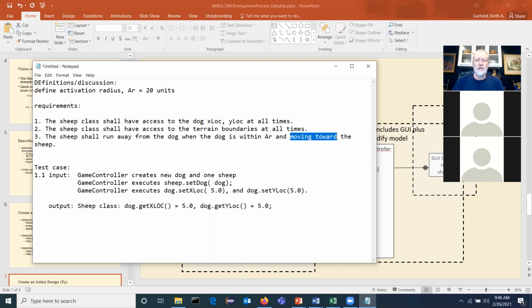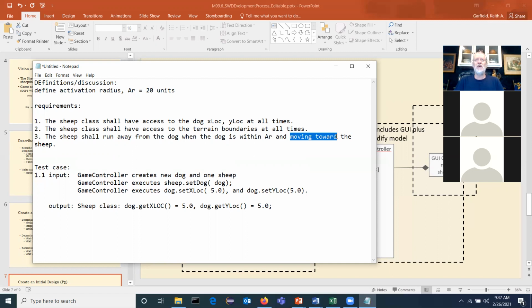This is where our real world experience gets us. If you were watching this in the real world, you would know immediately if the dog was moving towards the sheep. But how does the computer, with data, determine that the dog is moving towards the sheep? I would say we would have to set up the X and Y location. Yeah, right, we would have to use that to determine. There's a fair amount of geometry involved.